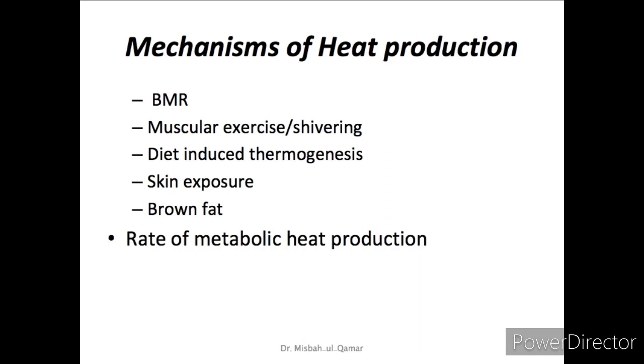So that was all about the heat production factors and heat losing mechanisms. Next time, we will look into the temperature regulating centers and the temperature detectors in detail. So till then, take care, stay home, stay safe.